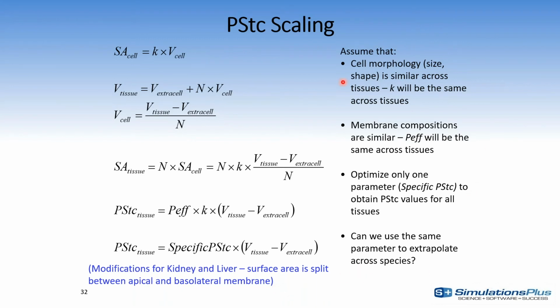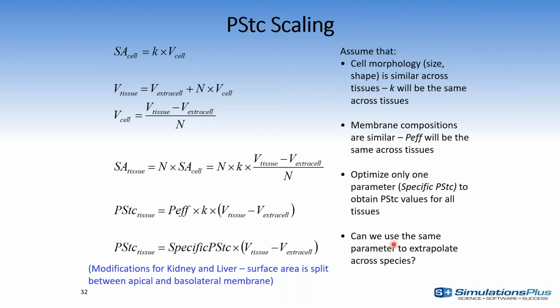So here is the assumption we are making. The cells have the same morphologies, the membrane compositions are the same, so the path will be the same across the tissues. Using this method, you can see that we can optimize only one parameter, the specific PStc, to obtain the PStc values for all the tissues.